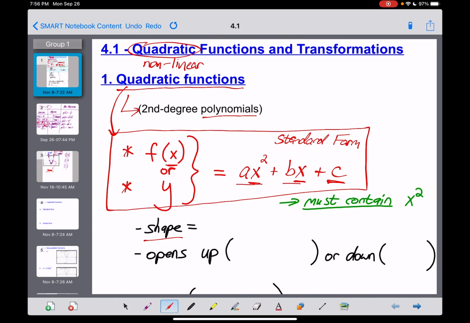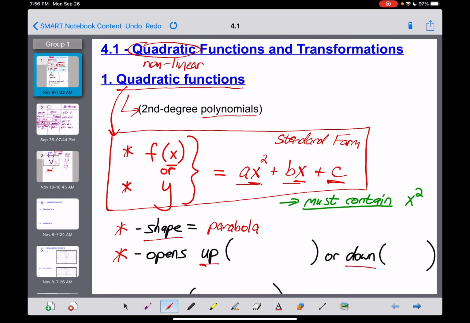So hopefully you guys left yourself some room here. The shape of every quadratic function is a parabola, so we're going to go ahead and write that word there. Every single parabola that we're going to deal with in this chapter either opens up or it opens down.